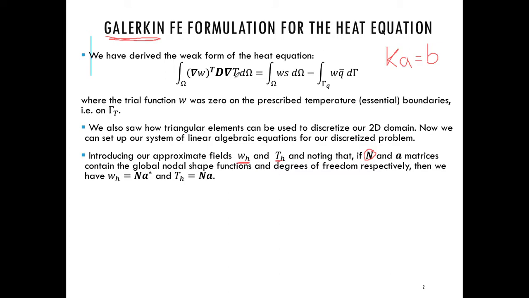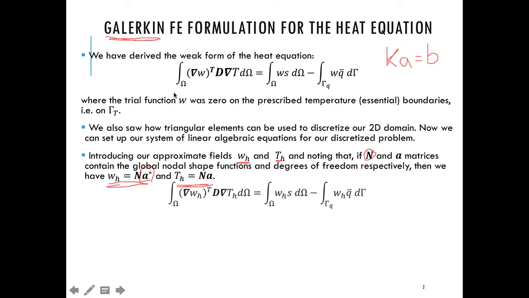Next, we also know that using our shape functions and our degrees of freedom, we can write the interpolation expression in matrix form like so. w^h is interpolated using its degrees of freedom represented by a star, which can be arbitrary because our weight function is arbitrary. And T^h is interpolated using the nodal temperatures. So a contains the nodal temperatures. Once we've got these Galerkin approximations, we substitute them into our weak form.